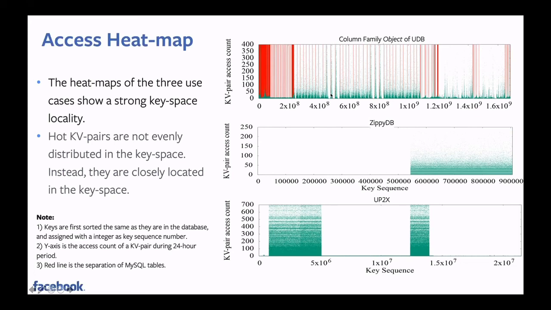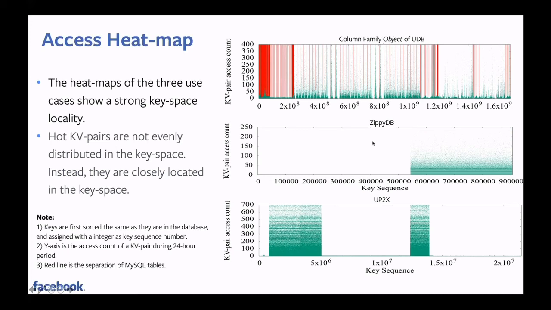In the UDB case, remember that that's MySQL storage, so we use a red line to separate the different MySQL tables. And we can see some strong key space locality, which means hot key value pairs usually stay together. You can see those green blocks, and the cold key value pairs are located together. So those are the very cold regions, and this is a hot region. That's roughly what we found out about locality.